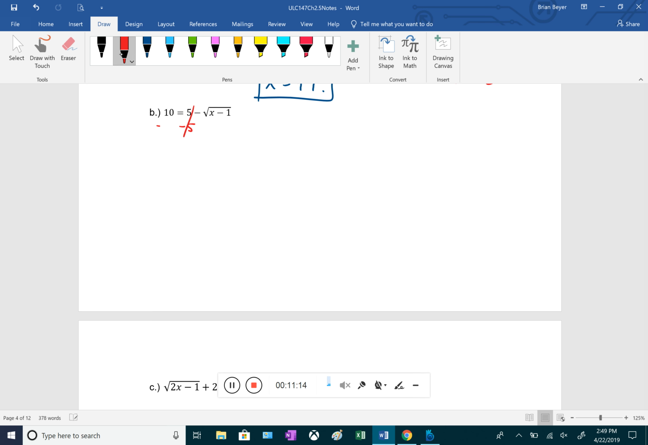So let's subtract 5 because we need to isolate the radical x minus 1. 10 minus 5 is 5, so we get 5 equals negative radical x plus 1. We still need to get rid of this negative, so we have to either multiply or divide both sides by negative 1. So 5 over negative 1 is negative 5, so negative 5 equals radical x plus 1.